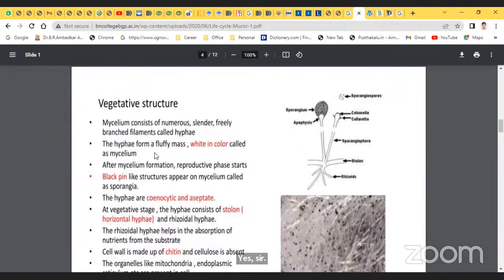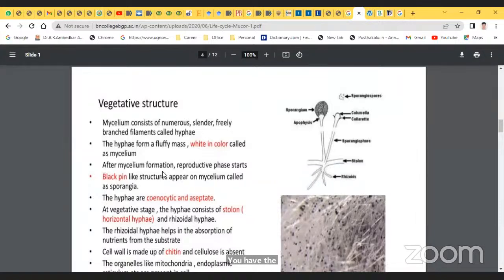vegetative structure. The mycelium consists of numerous slender, freely branched filaments called hyphae. What is the meaning of hyphae? Already we discussed in the general characters of fungi. Cover these points like hyphae, penetrate, substrate. The hyphae form a fluffy mass, white in color, called mycelium.